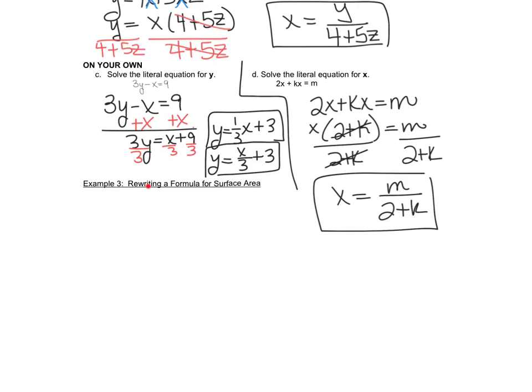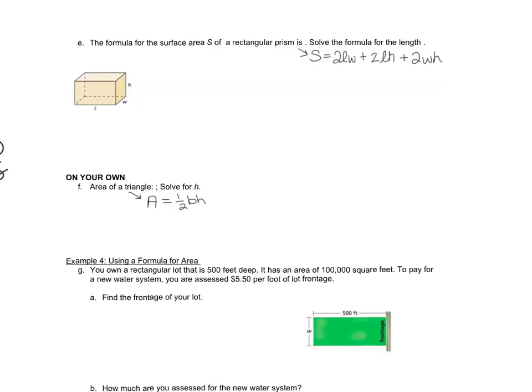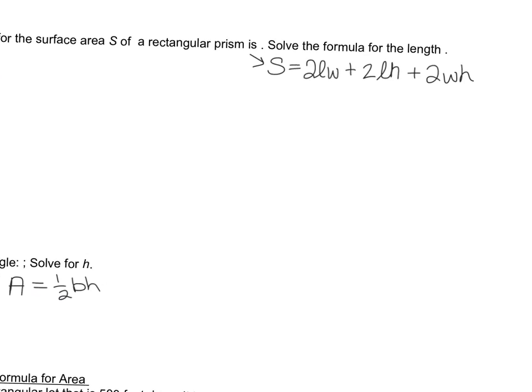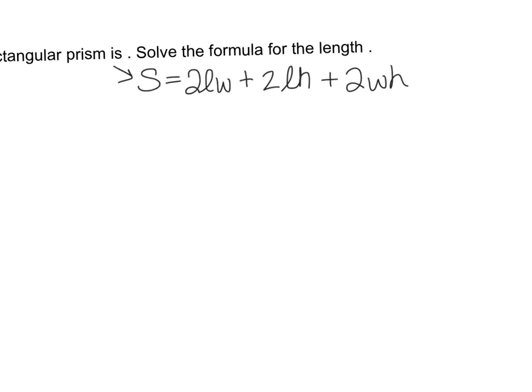Example 3, rewriting a formula for surface area, which is on the next page. The formula for the surface area S of a rectangular prism is S is equal to 2LW plus 2LH plus 2WH. Solve the formula for length. So we want to get L alone. So if we look at this equation, we have L here and we have L here.